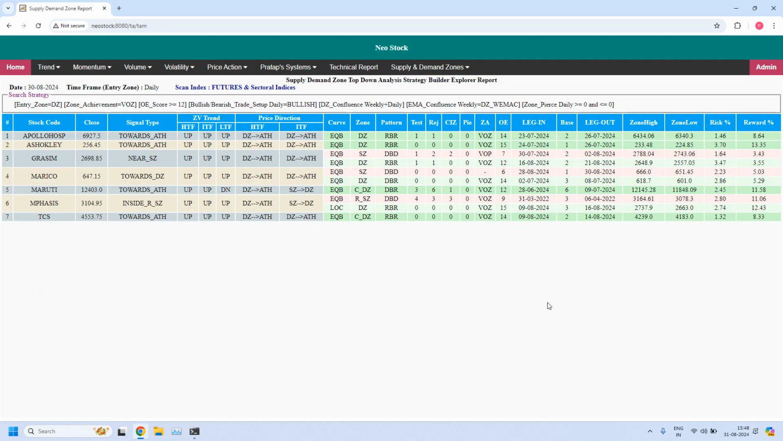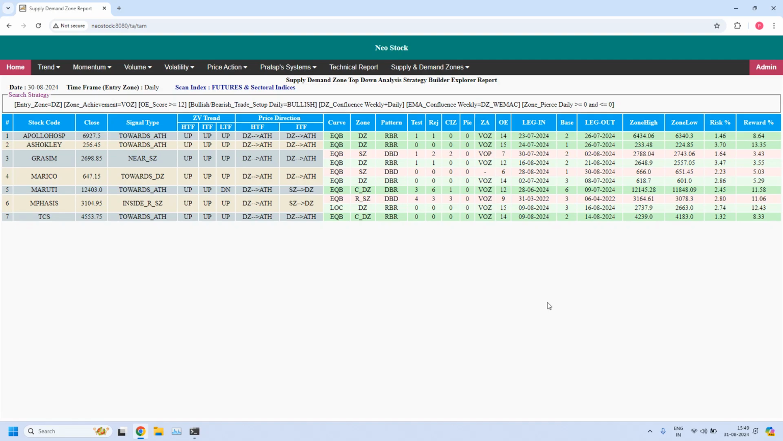At the same time, the daily zone is also having a zone confluence with a weekly demand zone. That means the daily demand zone is part of the weekly demand zone. That is what zone confluence is. Because that is part of the zone confluence, we are checking the EMA. Because if the weekly EMA and a weekly zone are having confluence, it's a high probability trade setup. That means the daily zone is also almost having a zone confluence with the weekly. That is the way you have to understand. So all these 7 stocks are having a high probability trade setup.